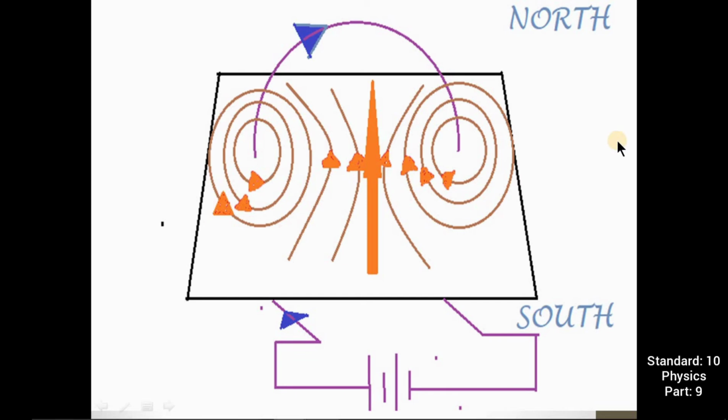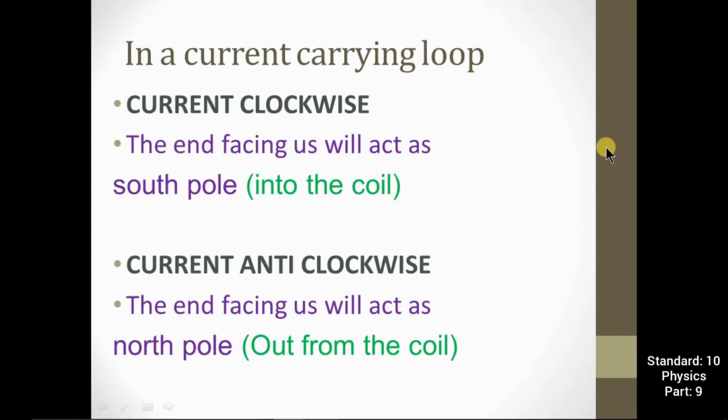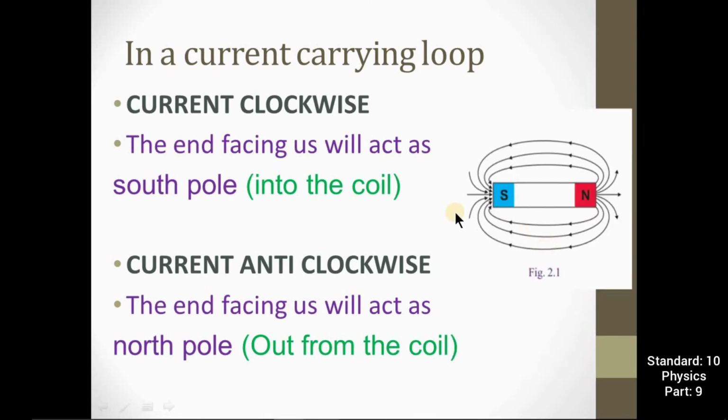Right? So in a current carrying loop, what have we learned? If the current is clockwise, the end facing us will be acting as a south pole. Current clockwise, as in the figure, so you are facing the south pole, into the coil. And at the other side, you will see the current flowing anti-clockwise. That end will be the north pole of the magnet, so magnetic field lines are coming out from the coil. Into the coil, south pole. Out from the coil, north pole.